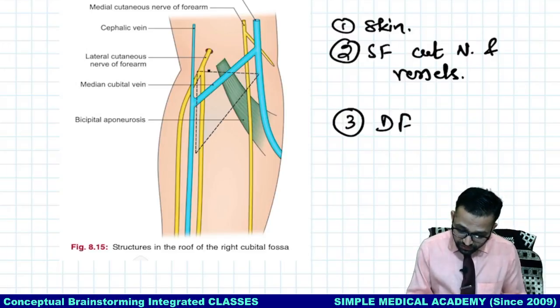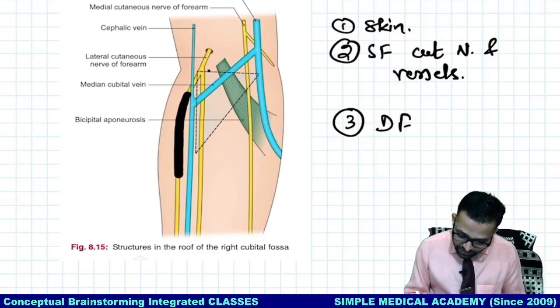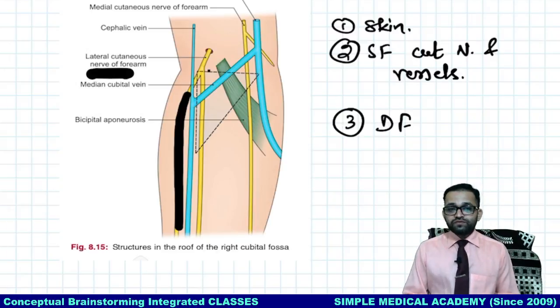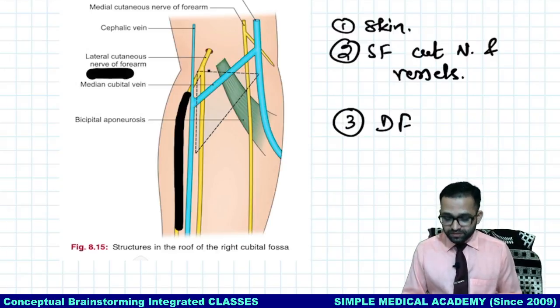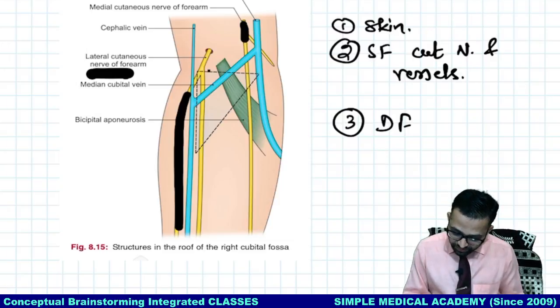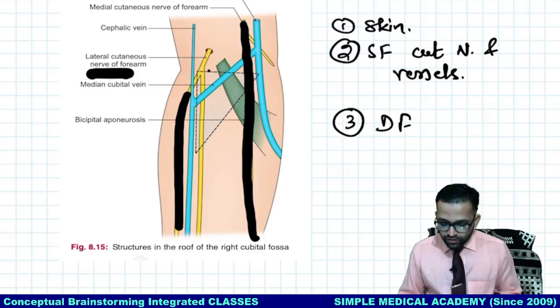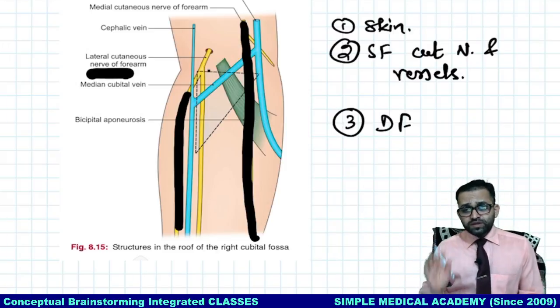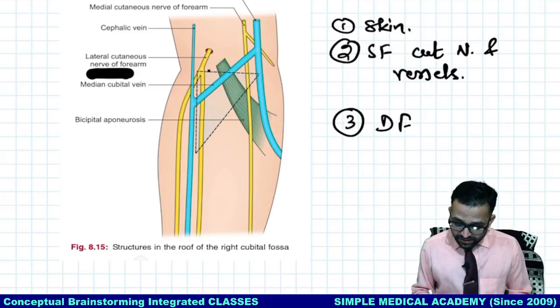This particular cephalic vein, you can observe it is running closely with this particular nerve, that is the lateral cutaneous nerve of the forearm, in this diagrammatic presentation. And here you can see the medial cutaneous nerve of the forearm also. Other things are given, but these points are representing the diagram.